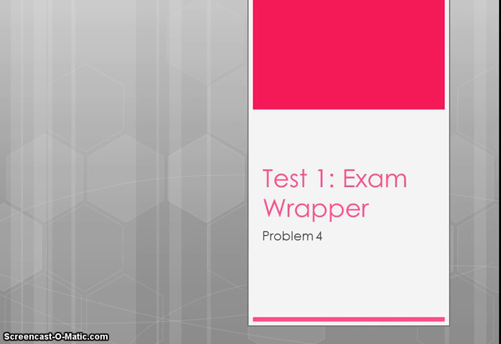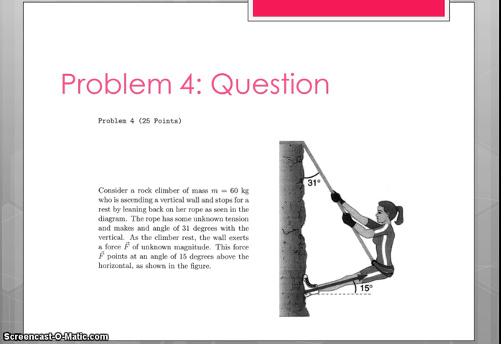Test 1 Exam Wrapper. Problem 4. Question. Consider a rock climber of mass 60 kilograms who is ascending a vertical wall and stops for a rest by leaning back on her rope, as seen in the diagram. The rope has some unknown tension and makes an angle of 31 degrees with the vertical. As the climber rests, the wall exerts a force, F, of unknown magnitude. This force points at an angle of 15 degrees above the horizontal, as shown in the figure.